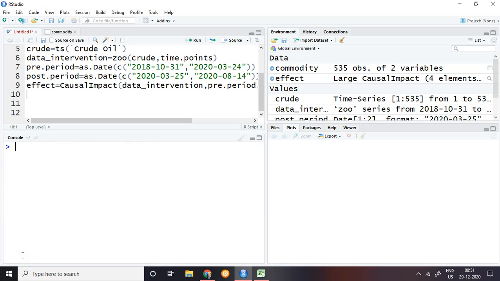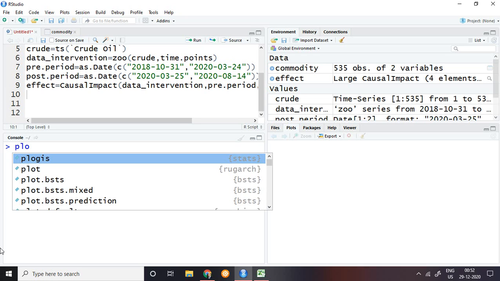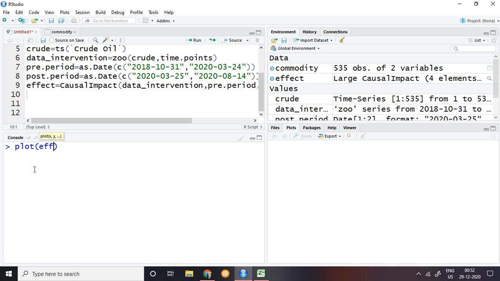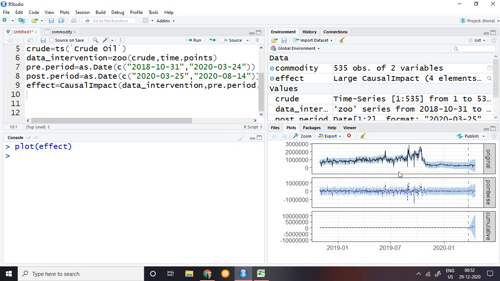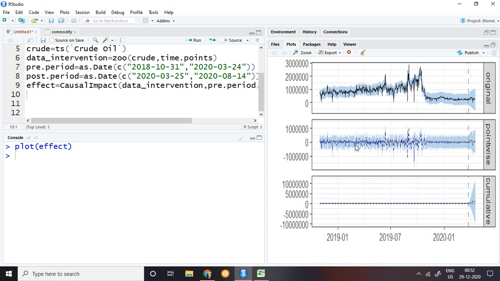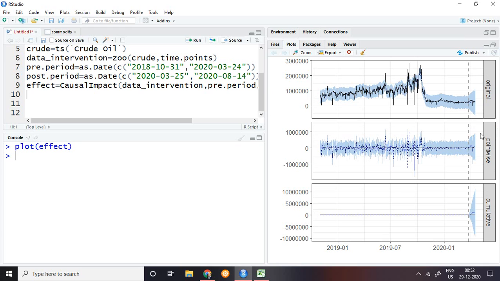So let's see by plot. I simply write plot(effect) and enter. This is my causal impact graph or plot. The moment I apply plot, I get three different figures: original, pointwise, and cumulative. Our agenda of discussion is this. The black line is our actual data, and this dark green line is our predicted one.